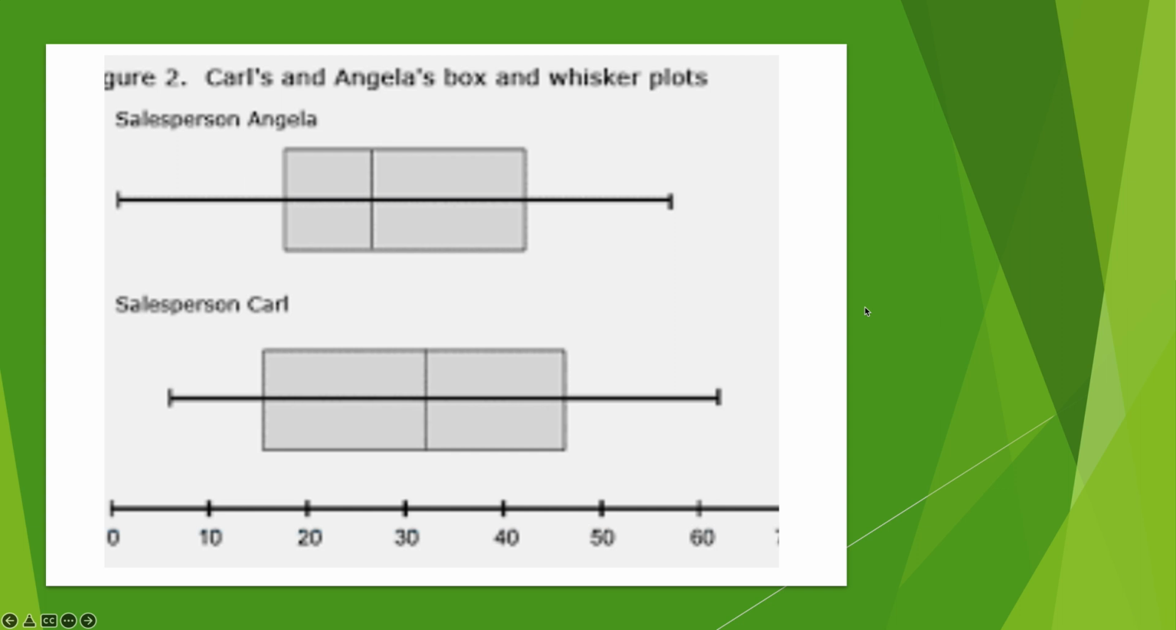Okay, so what we're looking for here is, here's a salesperson Angela and salesperson Carl, their box and whisker plot. Let's get that 5-number summary going on here.